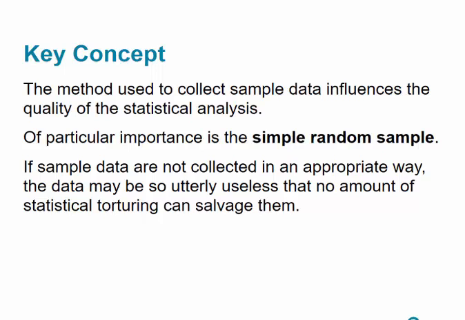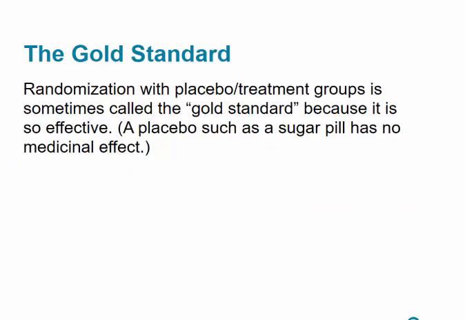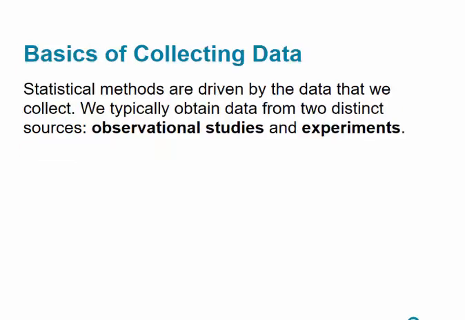So the way you collect data is important. Literally, if you collect it in a garbage way, whatever you end up with is just going to be garbage. And so the gold standard is you randomize. And so randomization with placebo treatment groups is sometimes called the gold standard because it's so effective. Now, a placebo is something such as a sugar pill that has no medicinal effect. And so we're not really going to do this in this course, but we are going to talk about random samples. So some of the basics of collecting data.